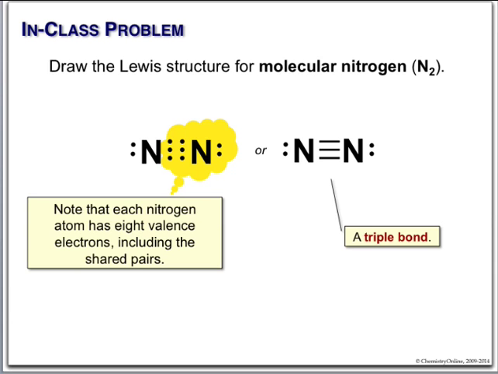This is why nitrogen is so stable, actually, because the triple bond is very strong. We have 3 bonds holding this thing together. That makes nitrogen a very unreactive molecule. Any questions?